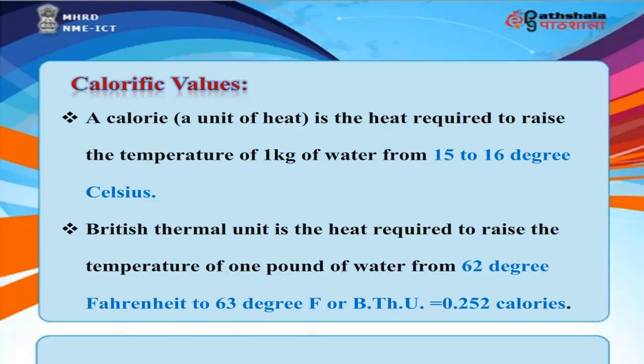A calorie, a unit of heat, is the heat required to raise the temperature of 1 kg of water from 15 to 16 degrees Celsius. British thermal unit is the heat required to raise the temperature of 1 pound of water from 62 degrees Fahrenheit to 63 degrees Fahrenheit, or British thermal unit equals 0.252 calories.